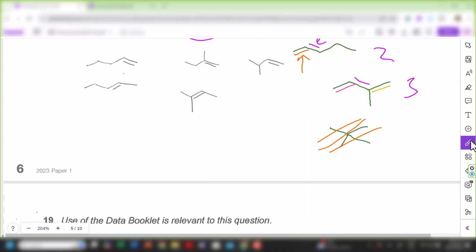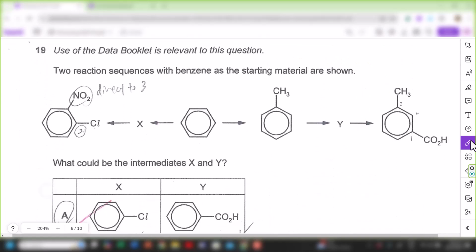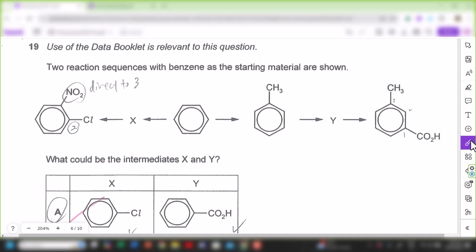Yep. Question 19, the use of the data booklet is relevant. I think it's about substituent effects. 2 reaction sequences with benzene as a starting material are shown. One going to the left, the other one going to the right. What could be intermediate X and Y?